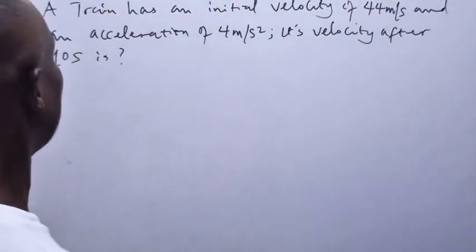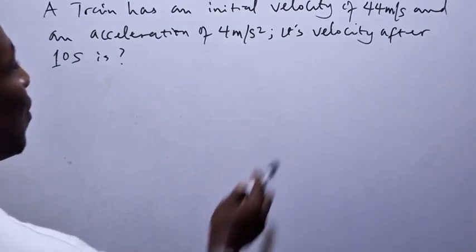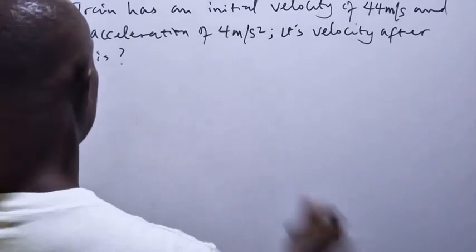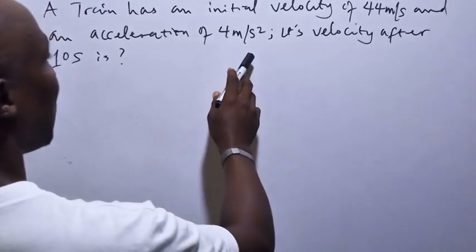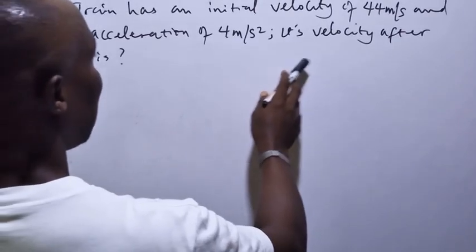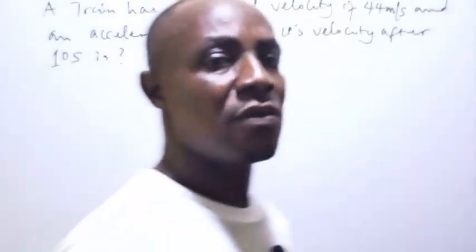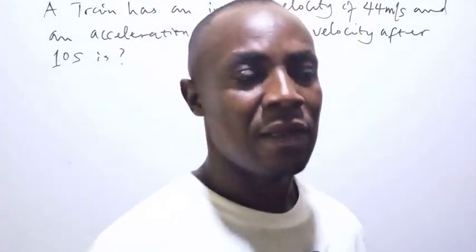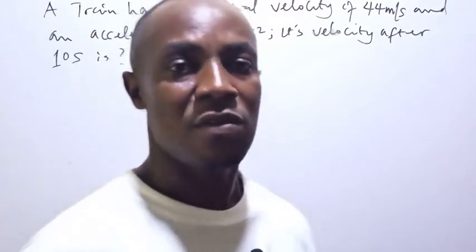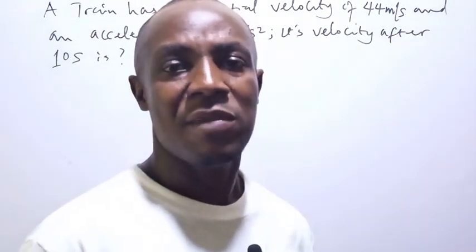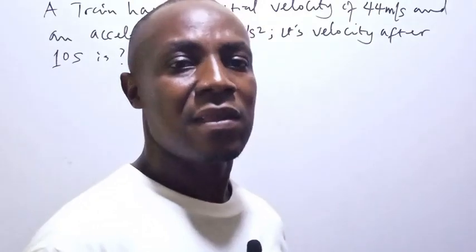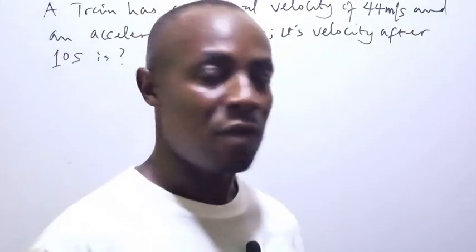It says here that a train has an initial velocity of 44 meters per second and acceleration of 4 meters per second squared. Its velocity after 10 seconds is what? Now, there is a particular trick to solving problems in physics. That trick is, when you see a particular question, we try to get the parameters that are given. From the parameters that are given, you know the exact formula to employ.